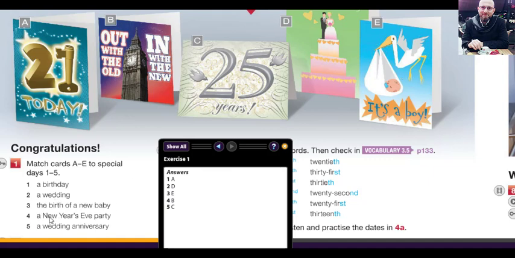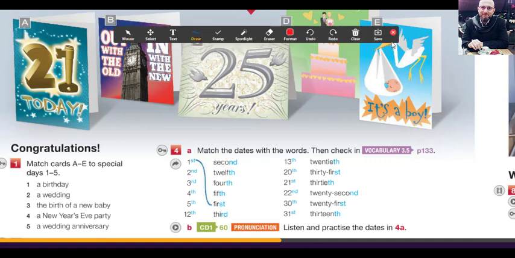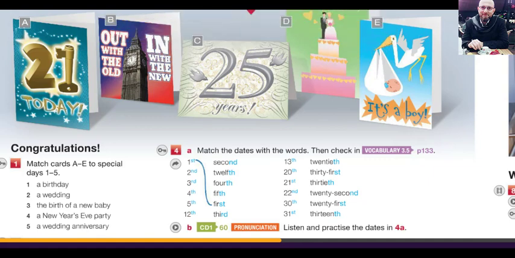Four, a New Year's Eve party is B. Okay, this is the time at 12 o'clock. And a wedding anniversary, which is C, wedding anniversary. But what's wedding anniversary? Let's explain something here.